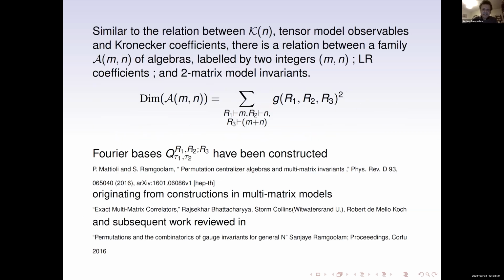You can do similar things with Littlewood-Richardson rather than Kronecker. Instead of tensor invariants, that corresponds to two matrix model invariants, and the corresponding Qs and so on have been constructed. In fact, this kind of construction of Qs is motivated by applications in multi-matrix models. And this kind of work has been done in the context of physics and AdS-CFT.